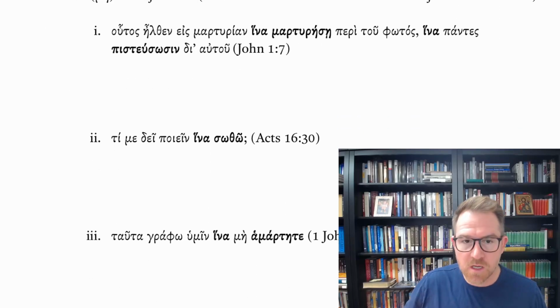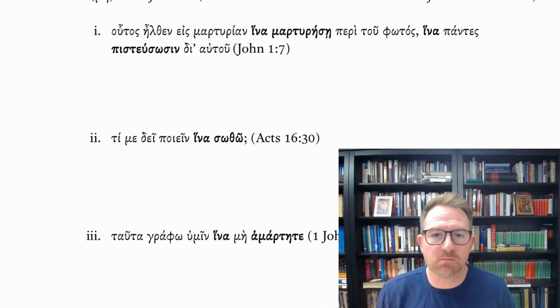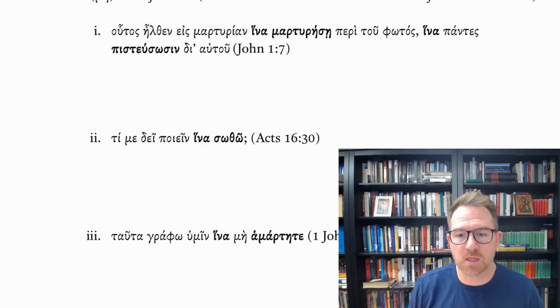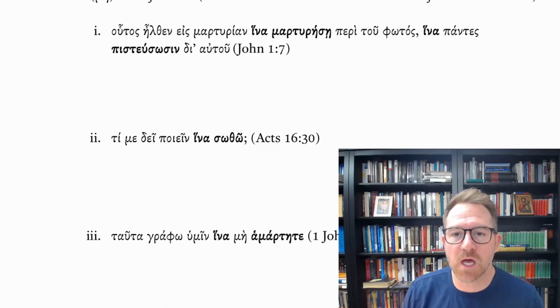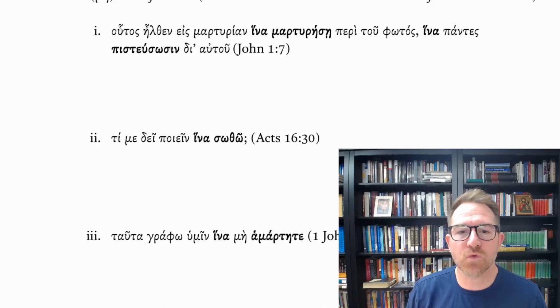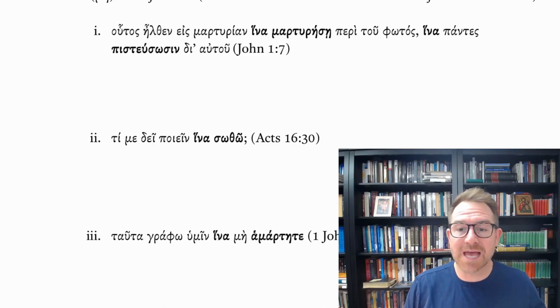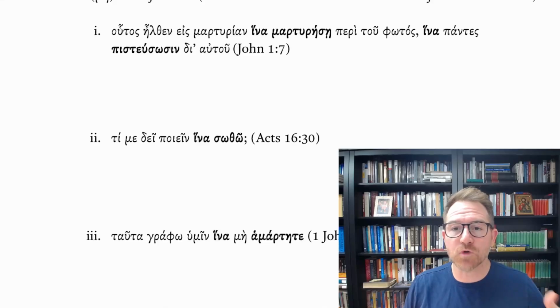So in John 1:7, hutas elthein eis marturion, hina marture se peri tu photos, hina pantes pistusosen di autu. This one came for testimony. This is talking about John the Baptist, in order that he might testify peri tu photos about the light, in order that all might believe through him. And so John's purpose, the reason for his testimony, is to testify about the light, so that for the purpose of everyone believing through his testimony.